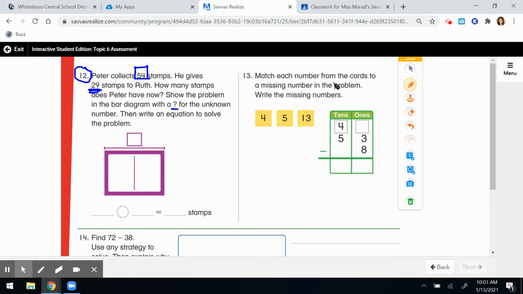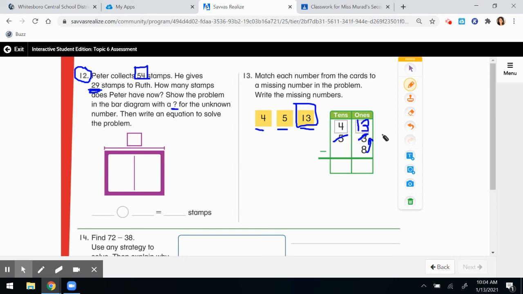And number 13. Match each number from the cards to a missing number in the problem. Write the missing numbers. Okie dokie. So 53 minus 8. We just need to use these three numbers to fill in the blanks here. They started it for us, so I'm going to cross off that 5 just to help me out a little bit. 5 became a 4, and we're regrouping because 8 is greater than 3. And 3 is going to become a what? 3 will be 13. So you would write 13 here.